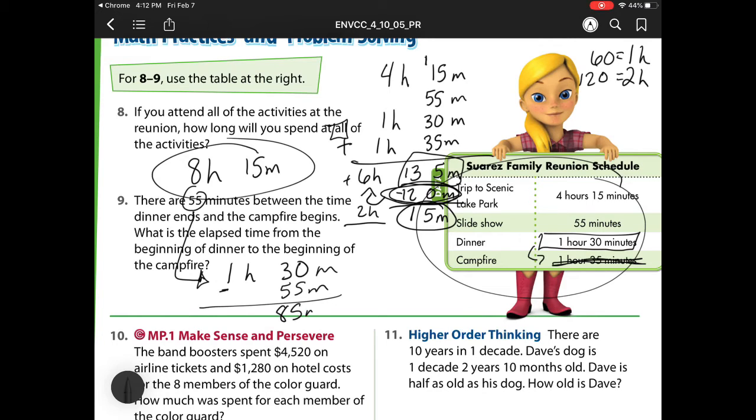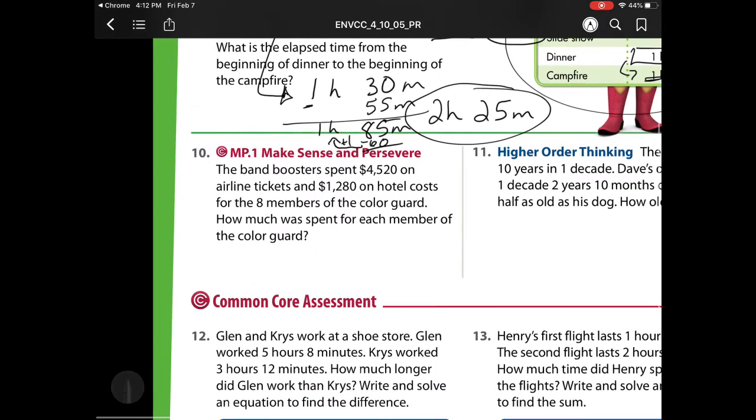I'll have 85 minutes and 1 hour. And so again, I need to take away my groups of 60 to see what I have left. 85 minus 60 is 25 minutes. And I'm regrouping that 60 for 1 hour. So I have 1 hour plus my regrouped hour, which is 2 hours. So what's the elapsed time from the beginning of dinner to the beginning of campfire? It will take 2 hours and 25 minutes.